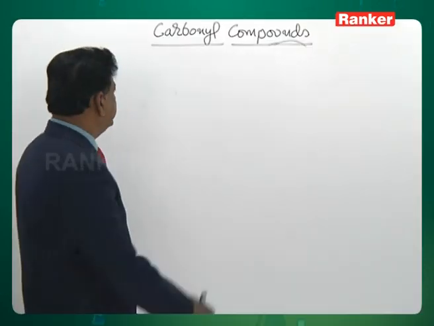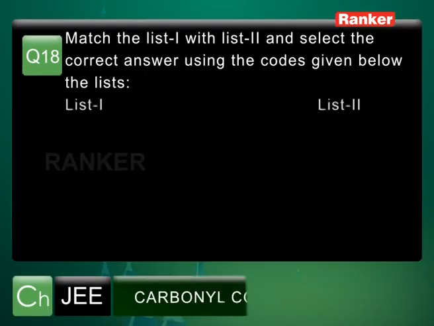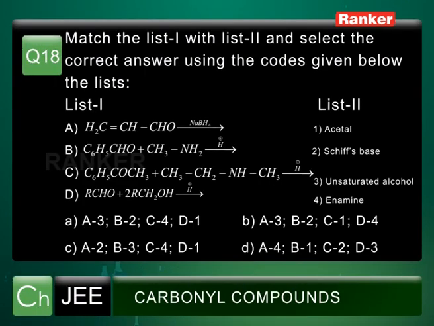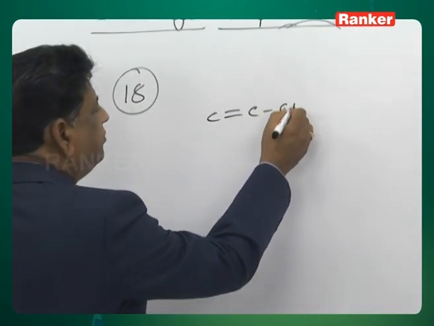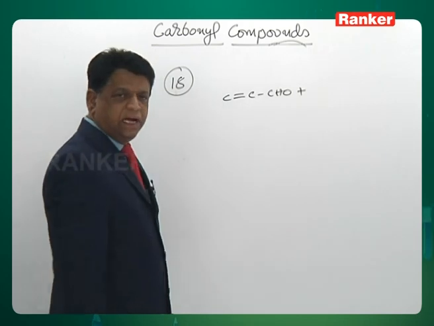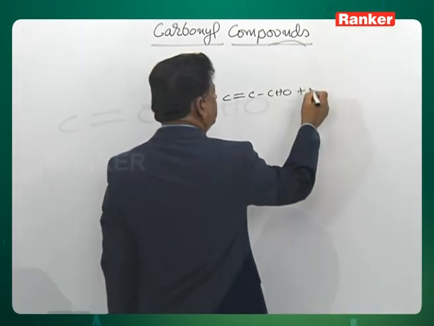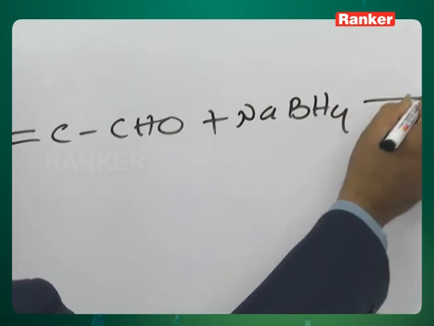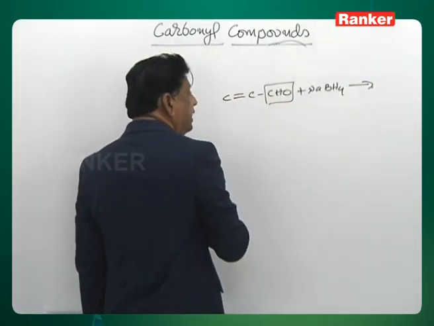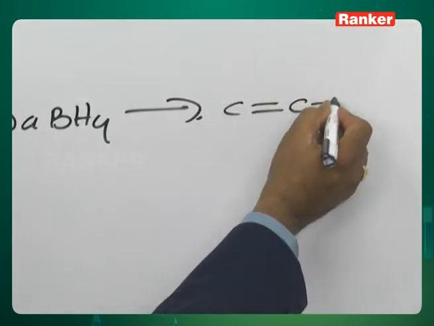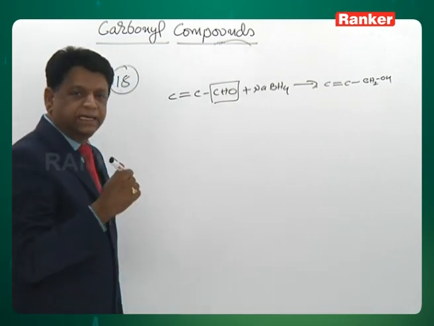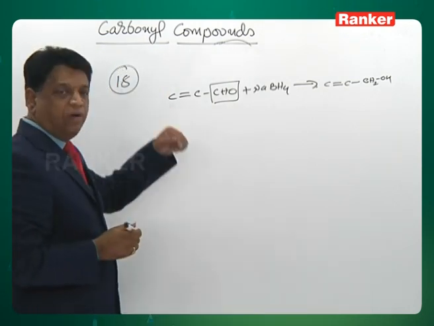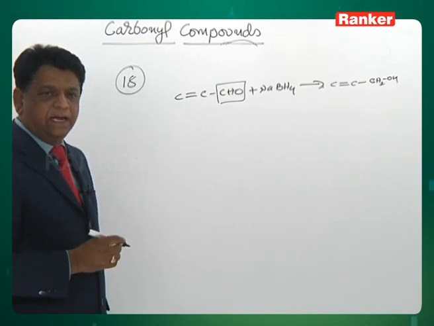Let's go for question 18. The question is, match list 1 with list 2 and select the correct answer using the codes given below. List 1 contains an ene with the aldehyde, which is reacting with sodium borohydride. Sodium borohydride reduces the aldehyde selectively, protecting the ene. So you will get a CH2OH. We will search for that answer, that is unsaturated alcohol. That is for A, 3 is the right answer.